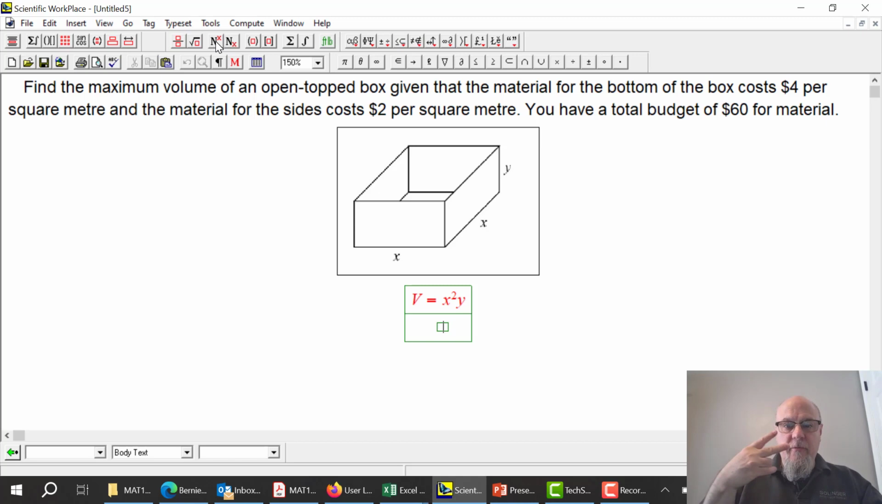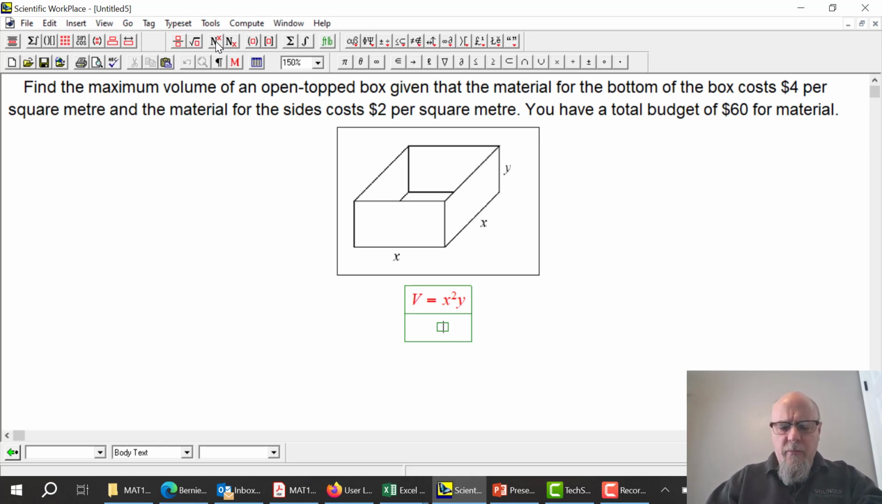It's in terms of two variables, x and y, so I want to get rid of one of the variables. So what stops me from building the biggest box ever? I only have $60 to spend. So that $60 should equal the cost of the materials.